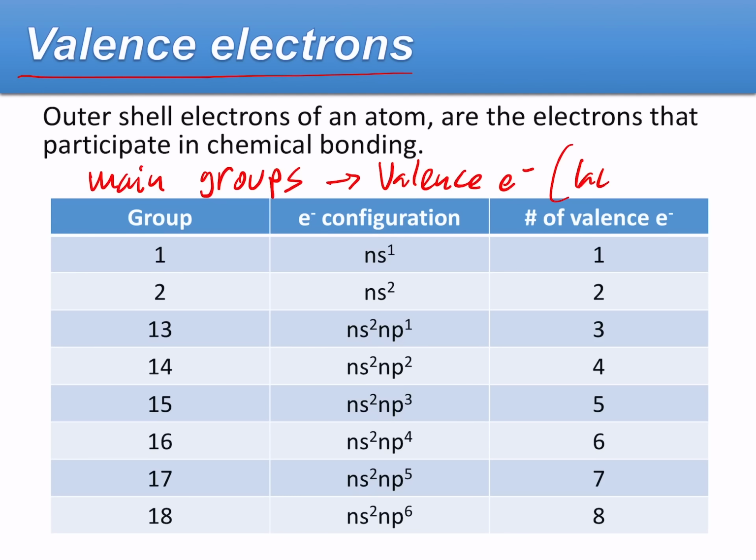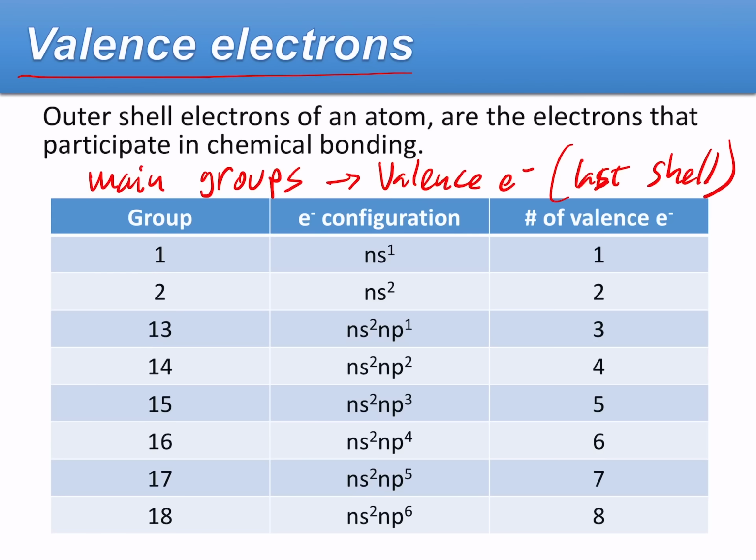And for main groups, the valence electrons are in the last shell. And I'm making this distinction because with the transition metals, sometimes you can consider the d electrons part of the valence electrons, and that complicates things more than we need to.